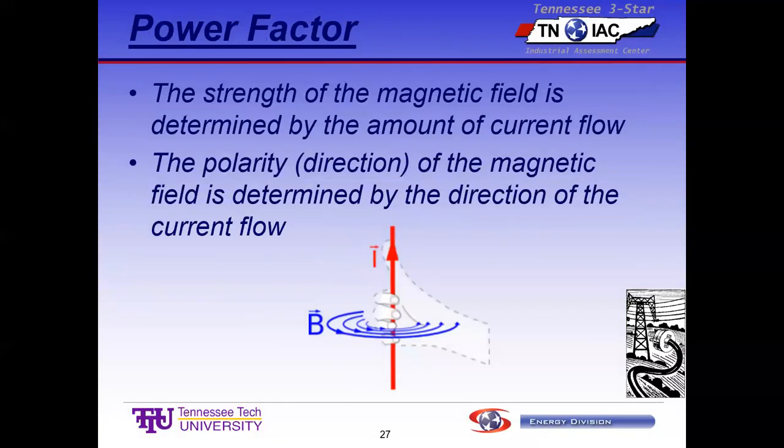So the strength of the magnetic field is determined by the amount of current flow. The polarity, or direction, of the magnetic field is determined by the direction of the current. Now, this AC power flows in different directions. It goes this way for a cycle and then goes the other way for a cycle. Now, how in the world the electrons ever go anywhere, I'm not sure. You can go down the other end of the hall and ask them, and when you figure it out, let me know.